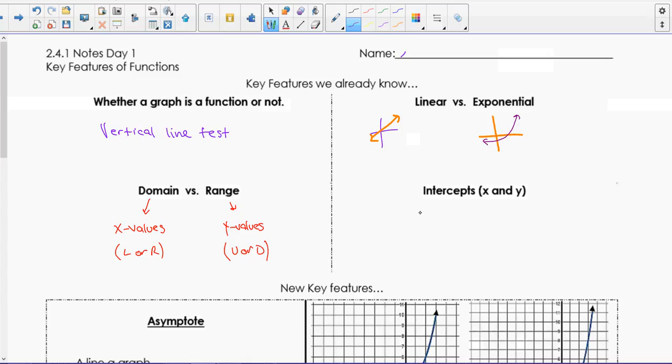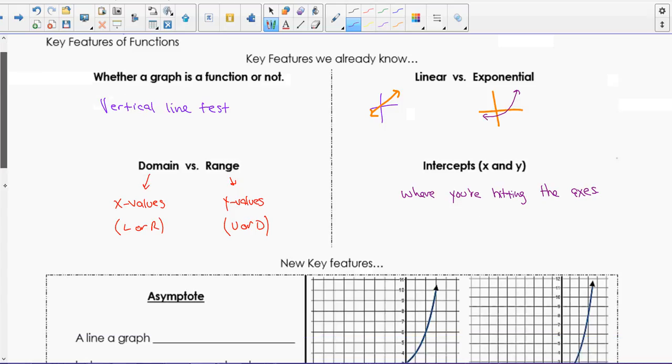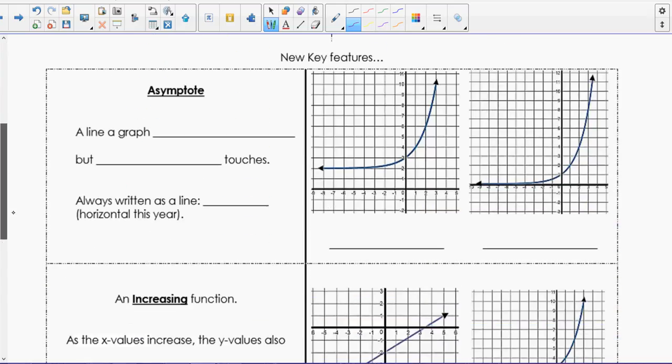Intercepts are just saying where you're hitting the axes. So where you're hitting the x-axis and where you're hitting the y-axis. Alright, so that's all review. Right, let's talk about your new features.